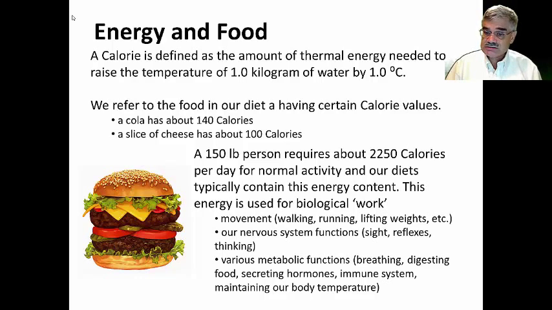Nervous system functions are sight, hearing, reflexes, thinking, reading, listening to video lectures, and various other metabolic functions, such as breathing, digesting our food, secreting hormones, our immune system, maintaining our body temperature, growing. These are all different types of biological work.